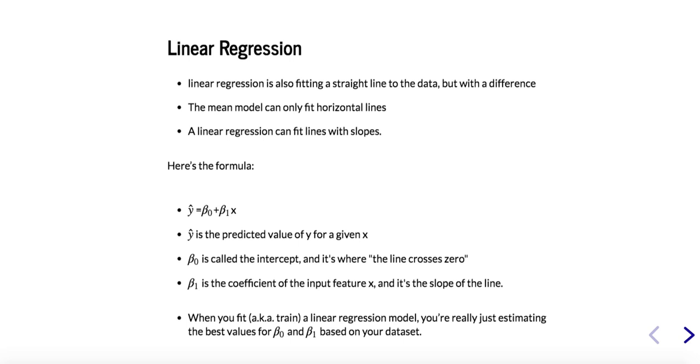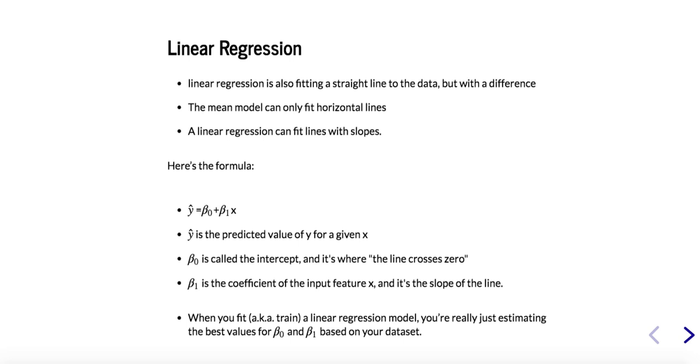Linear regression also fits a straight line to the data that we give to that model, but with a little difference. The mean model was only able to fit horizontal lines because we created an expression that is y hat equal to y mean, meaning the predicted variable y hat, we equated it to y mean, the average of all y's in the data set. So that's why it's always a horizontal line. But a linear regression can fit lines with slopes. So that is the difference. And let's figure out how we do that.